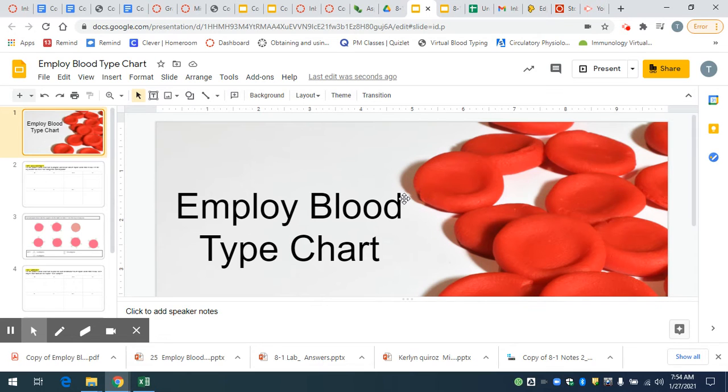Hey there, I wanted to make a video to explain this activity for those of you doing the employee blood type chart and we're not in class to hear an explanation.